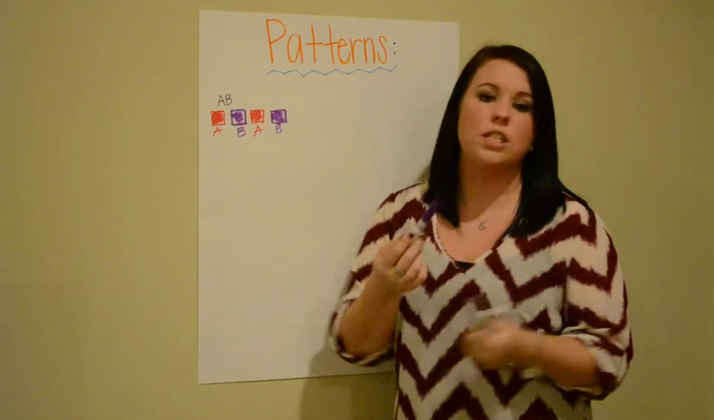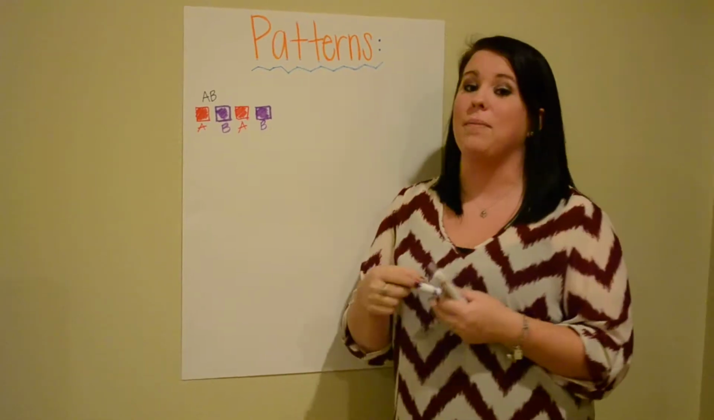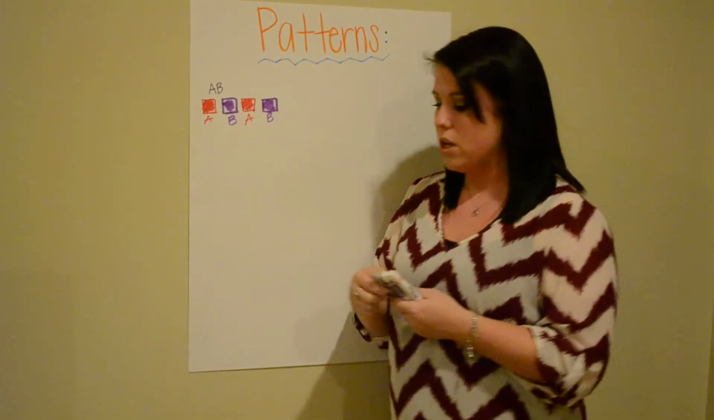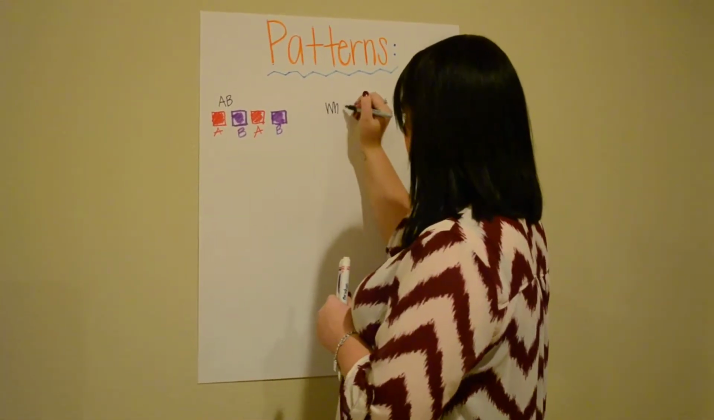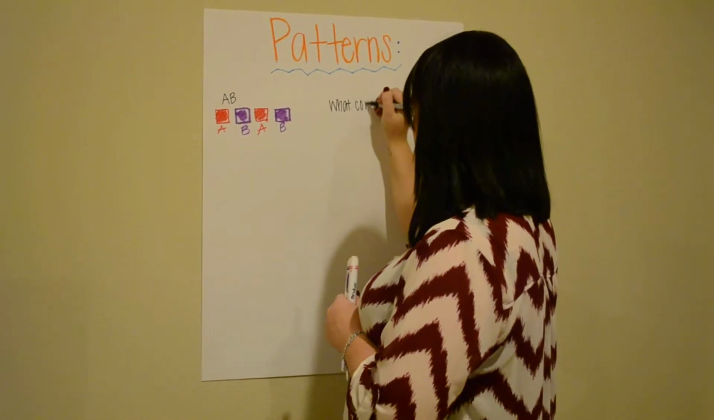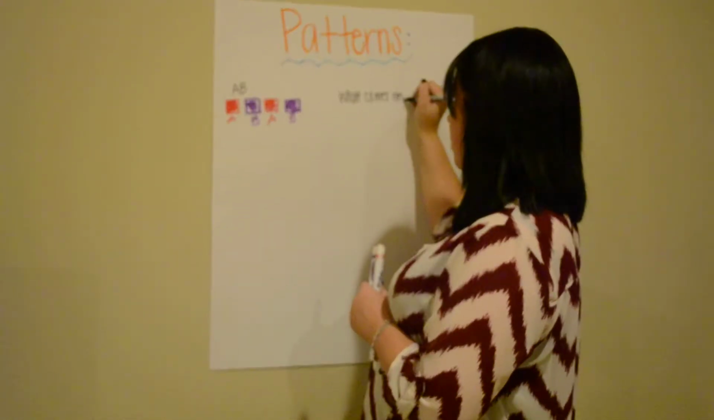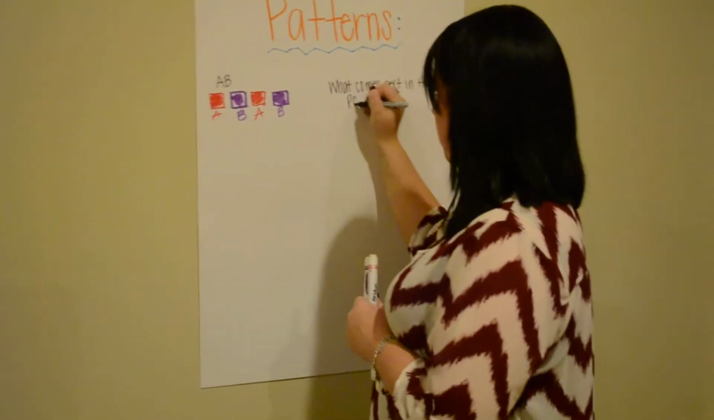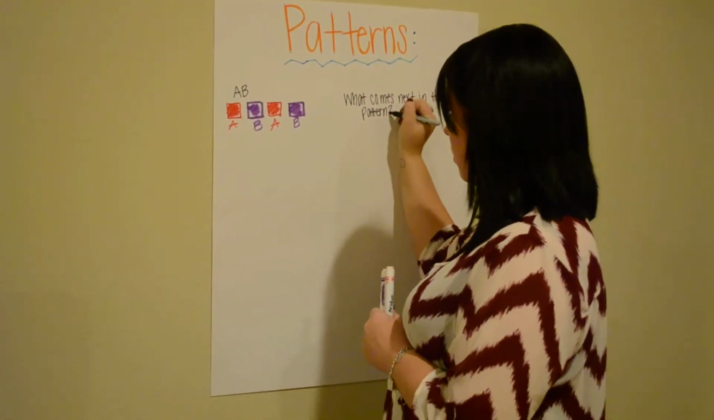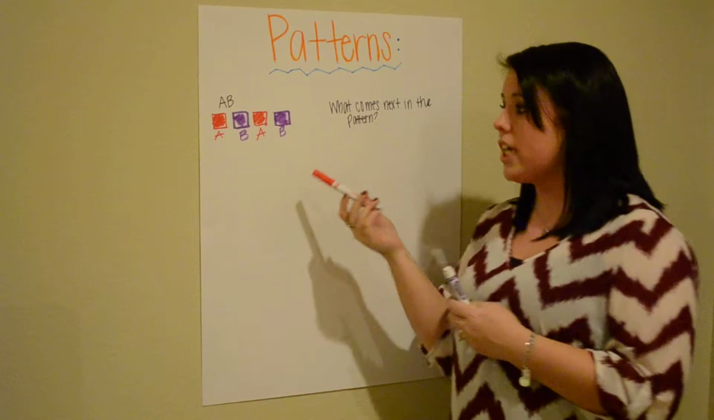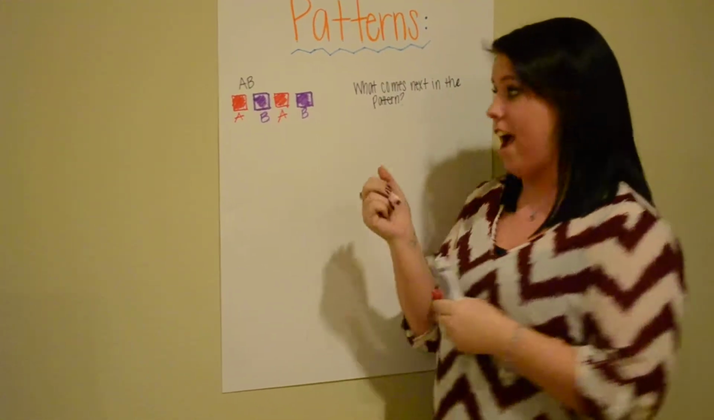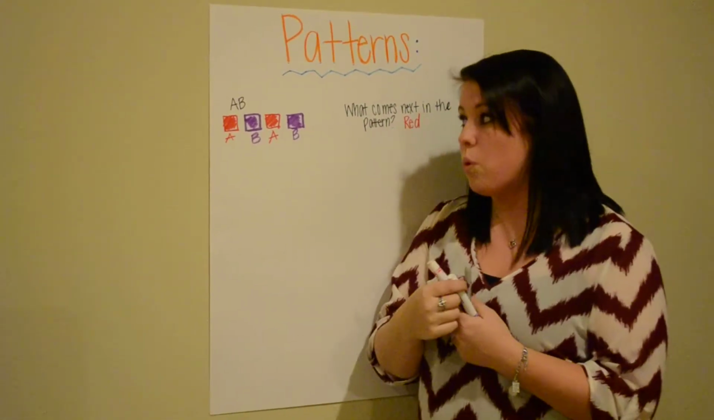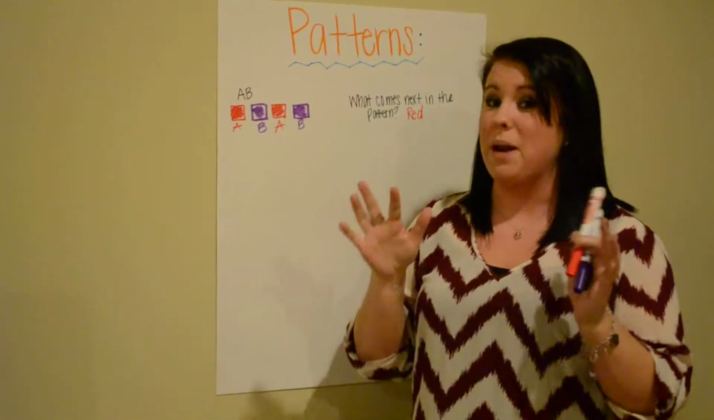So this is just going to be given the name AB. Next, well first I want to ask you, what do you think would come next in this pattern? We have red, purple, purple. So, and after looking at it, if you said red, you are correct. So good job.